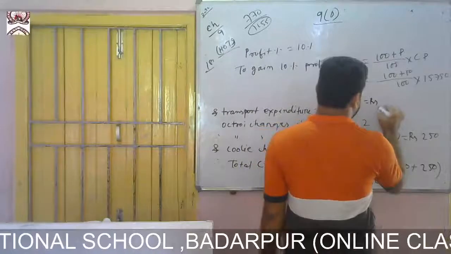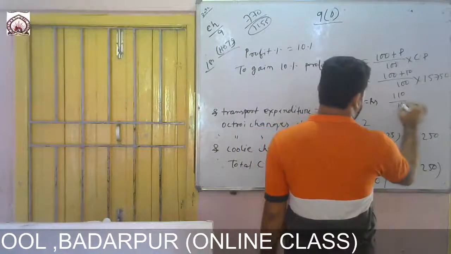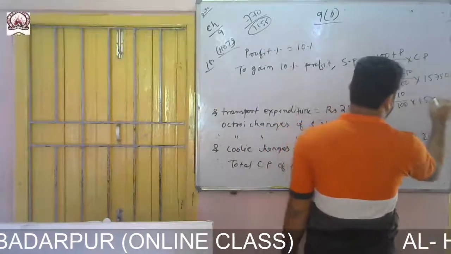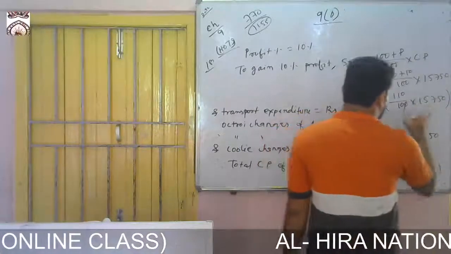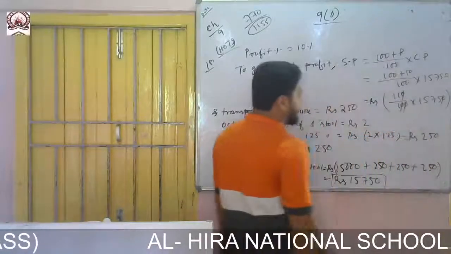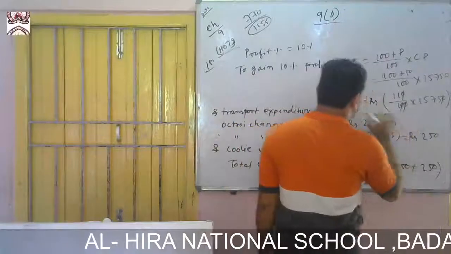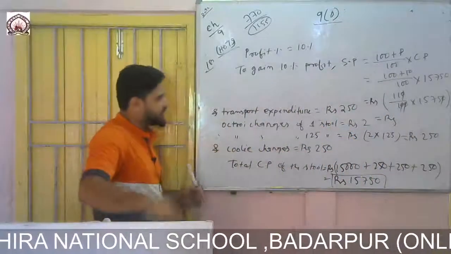So the selling price will be rupees 110 by 100 into 15750. Now cancel this 0 and this 0, cancel this one and this one. Then if you multiply, you will get the answer.